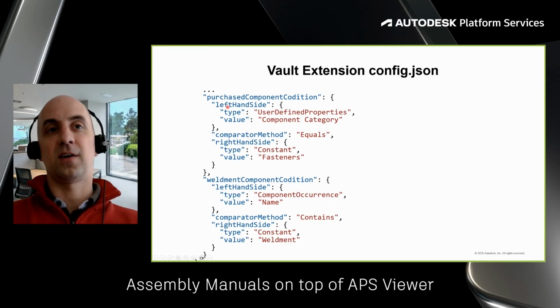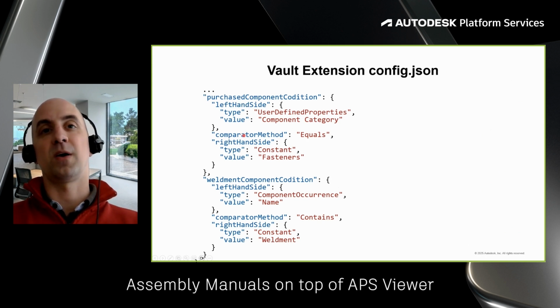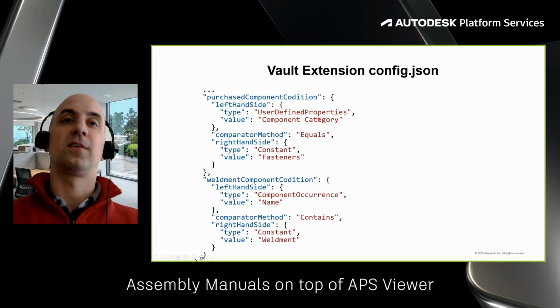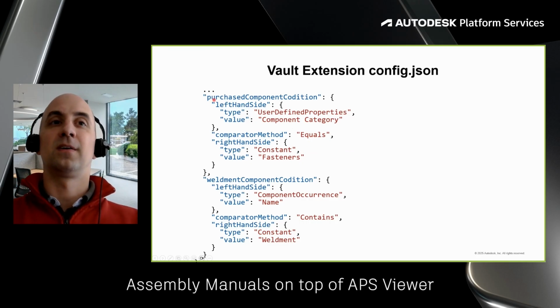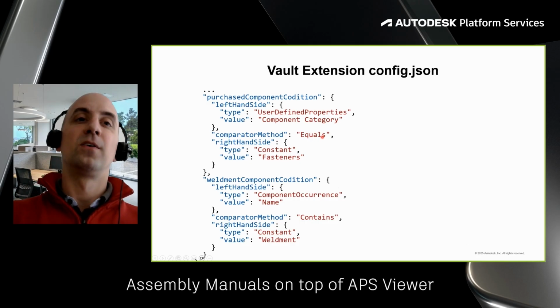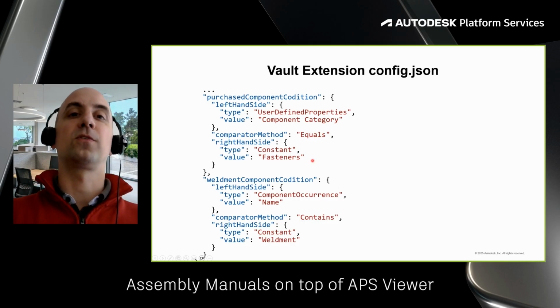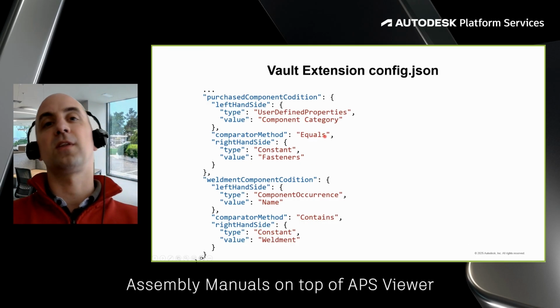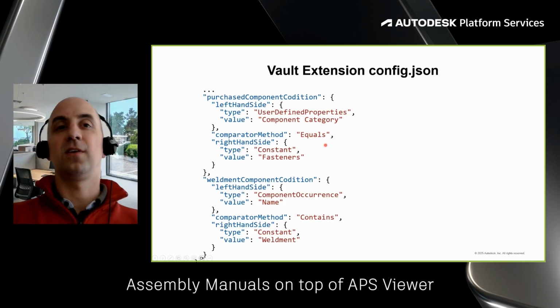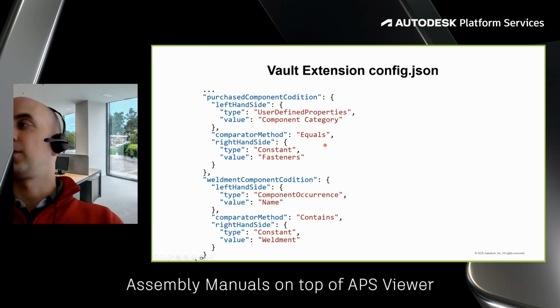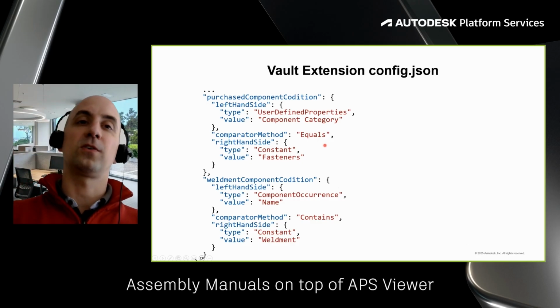It's a little bit of a DSL. As you can see, there are some sections called left-hand side, right-hand side, and a comparer method. And here you can define yourself what you want to compare in order for the configuration to apply. So you can have here equals, or as you can see here, contains. The comparer methods are essentially methods that are defined on a .NET string.